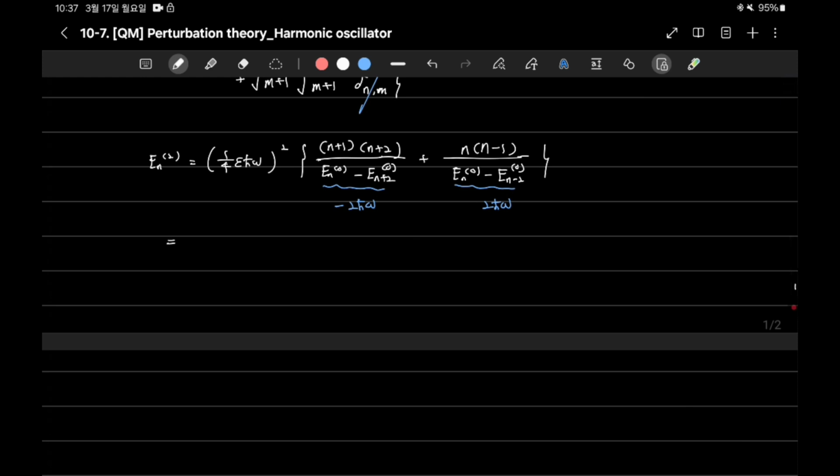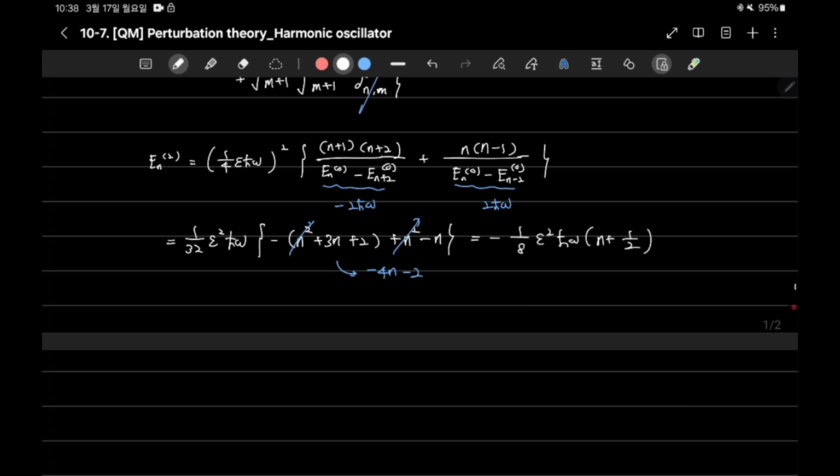Here it can be calculated: 4 times 4 is 16, times 2 is 32, epsilon squared h bar omega, and minus (n squared plus 3n plus 2 plus n squared minus n). Then they cancel with each other, so it is minus 4n minus 2, so it is minus 1/4 epsilon squared h bar omega (n plus 1/2).